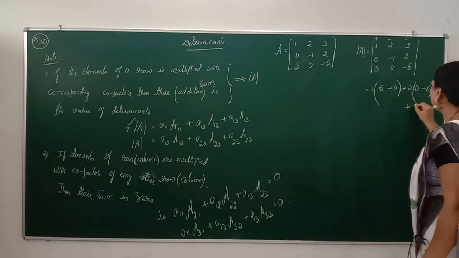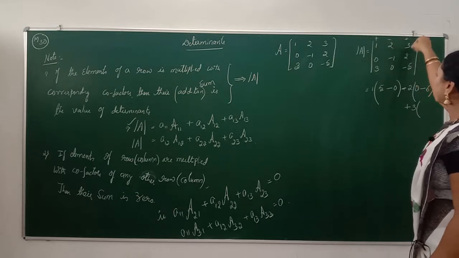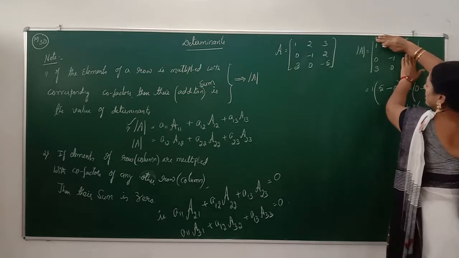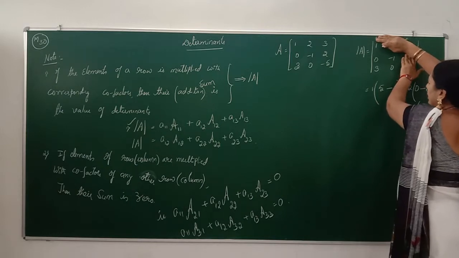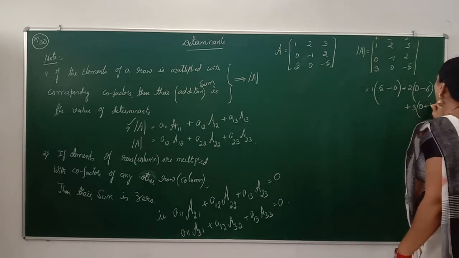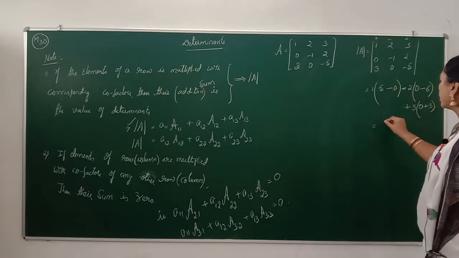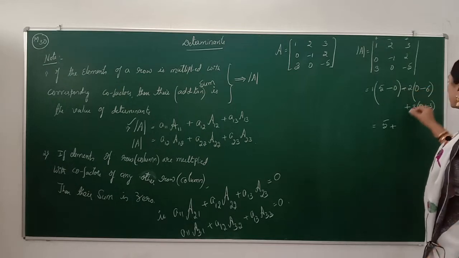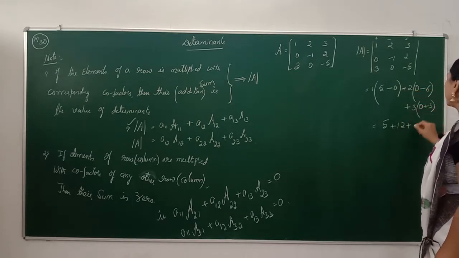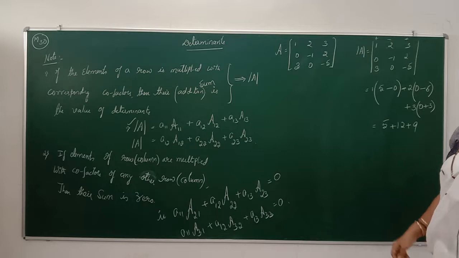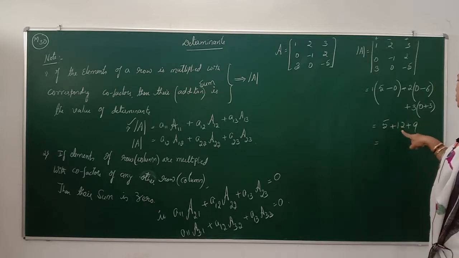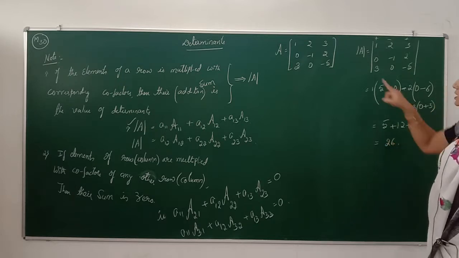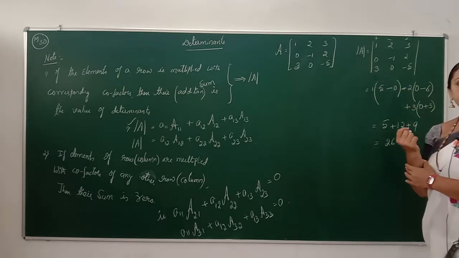Plus the third element, 3. 3 is an element of the first row, third column; these are neglected and the remaining are multiplied with each other, that is 0 minus of minus 3 is plus 3. So 1 into 5 is 5, minus into minus is plus, 6 into 2 is 12, plus 3 into 3 is 9. Adding, 12 plus 9 is 21, 21 plus 5 is 26. That is the value of the determinant.